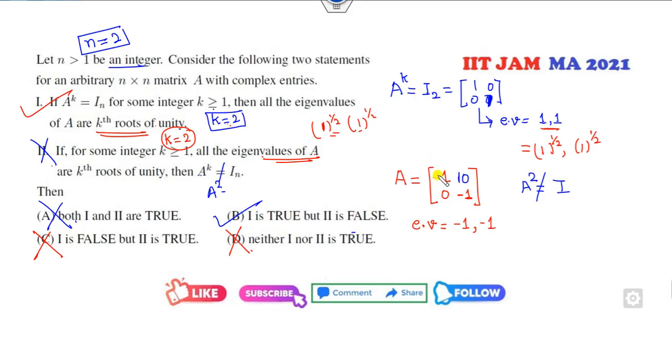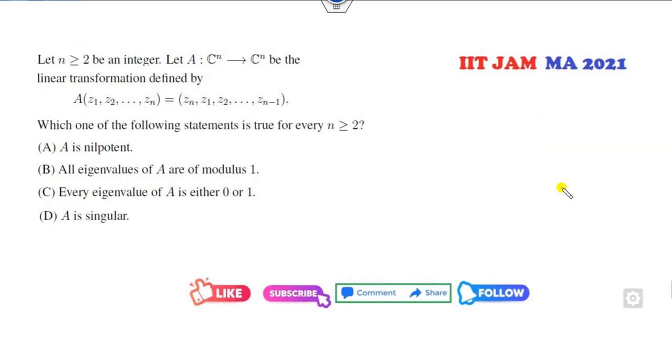Or you can simply take this as +1, this as +1. So the eigenvalues are +1 and +1, which are kth roots of unity. But if you calculate A square, it is not equal to I. N is an integer greater than 2. I can choose N as 2. Always consider a particular value so that it will be easy.